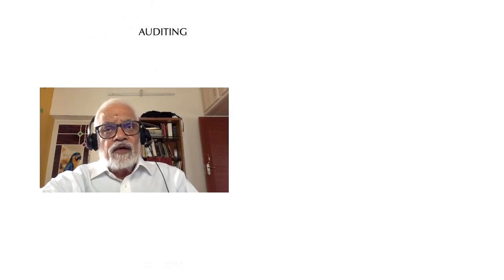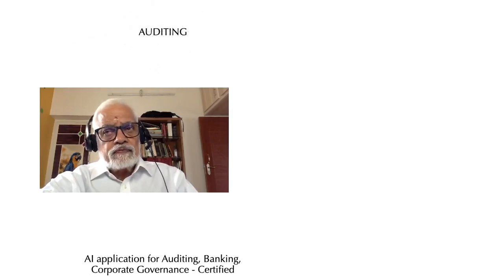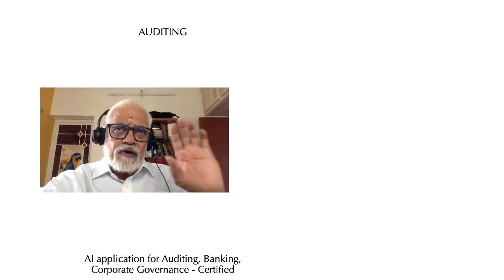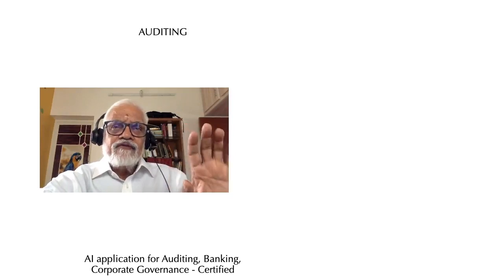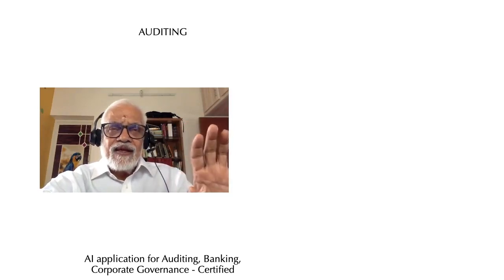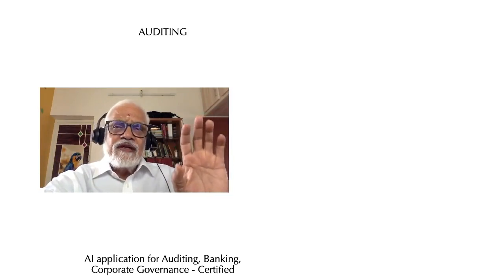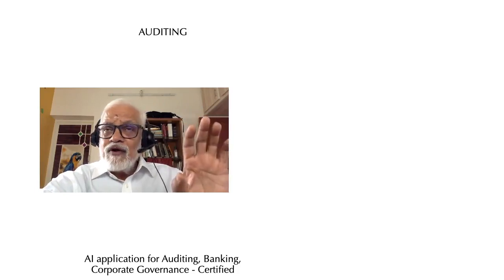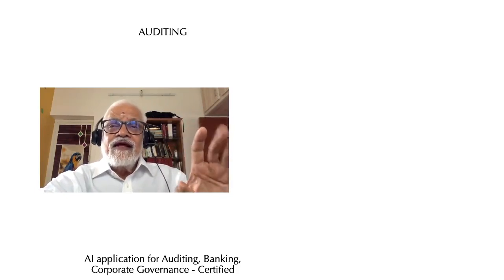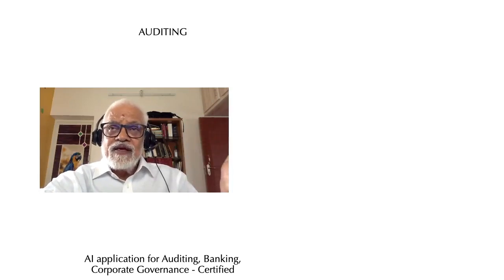AI application for auditing, banking, and C for corporate governance, certified. When you say corporate governance, it goes by Newton's third law. If there is a policy, you will be able to find out that the rule is being set. When the rule is established, and how men and women perform according to the rules, then corporate governance can be measured. Otherwise, it's not possible.